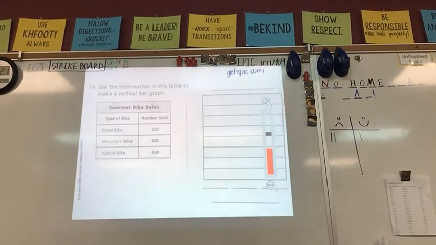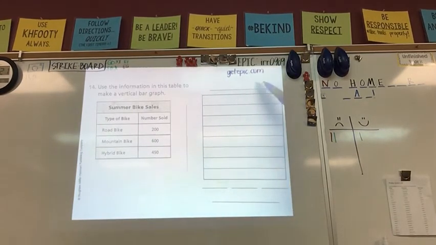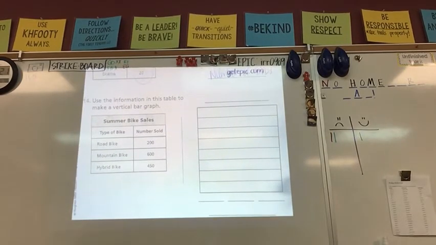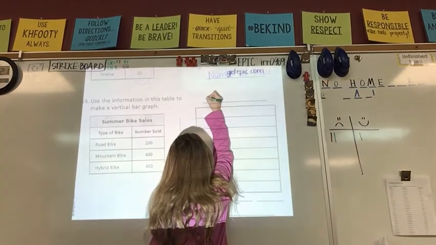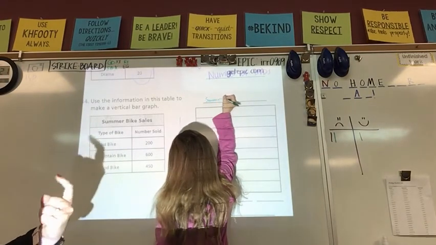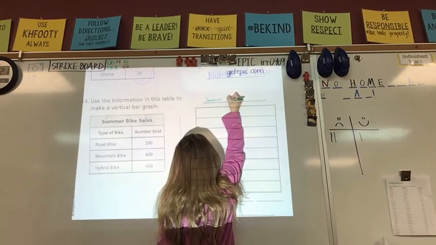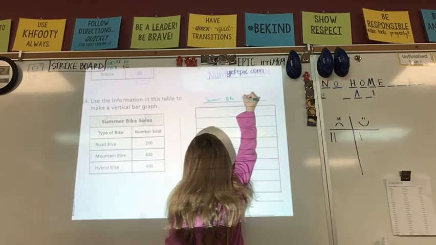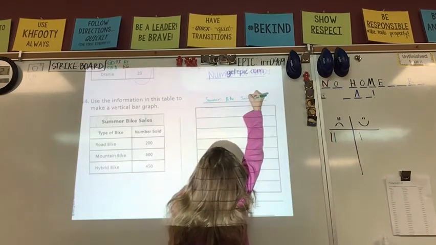Alrighty, friends. Who can plug in this top line of my graph? River, go ahead and come in and plug in the top line. I'll slide it down here so you guys can reach a little better. River's writing summer bike sale. Show me with your gestures. Do you agree or are you thinking something different? She's right. Their title is summer bike sales. Our title is summer bike sales.